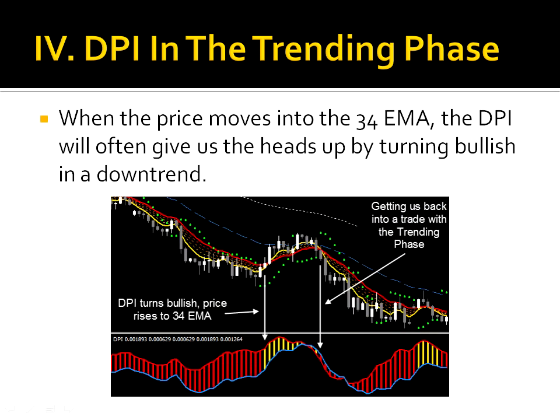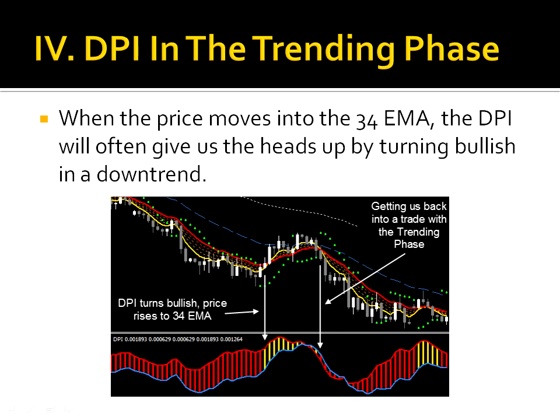So when the price moves to the 34 EMA, when there's a pullback in a trend, the DPI will often give us the heads up by turning bullish in a downtrend. Now, for the counter trend traders out there, the DPI generally gives us the heads up that we're going to make the move to the 34. Doesn't always work out this way, but it is a very strong indication that that is the direction we're headed. It doesn't mean the trend is going to change right away. What it means is there is going to be a fairly significant pullback, and that we should be aware of this.